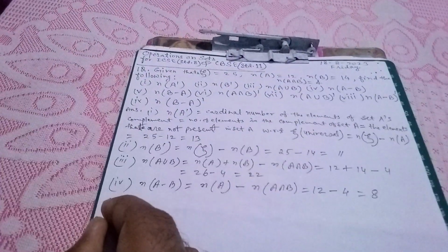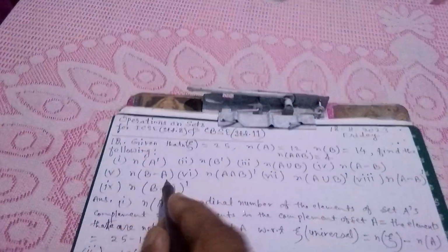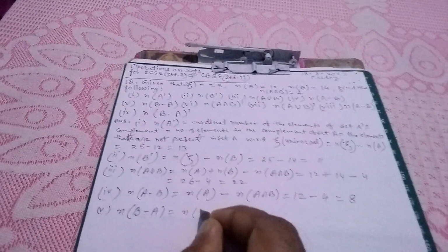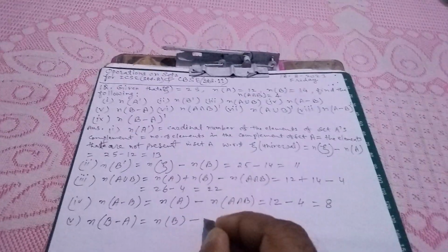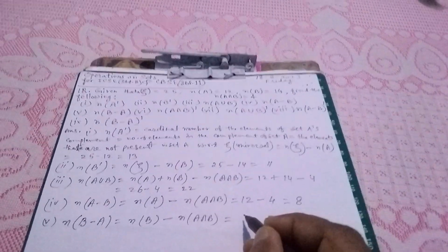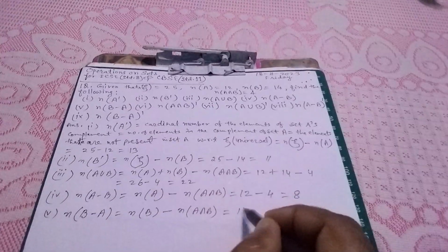Now fifth is the cardinal number of the set B difference A, which equals the cardinal number of set B minus the cardinal number of A intersection B. So B is how much? 14 minus 4, that is 10.